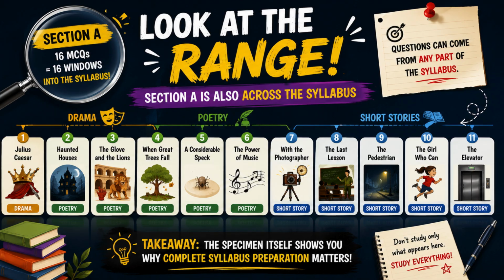There's another useful thing you can notice simply by looking at question 1. The 16 questions move across different texts. You have questions from Julius Caesar. You have poetry, haunted houses, The Glove and the Lions, When Great Trees Fall, A Considerable Speck, and The Power of Music. And you also have short stories such as With the Photographer, The Last Lesson, The Pedestrian, The Girl Who Can, and The Elevator. So Section A itself gives you a very broad sample of the syllabus.